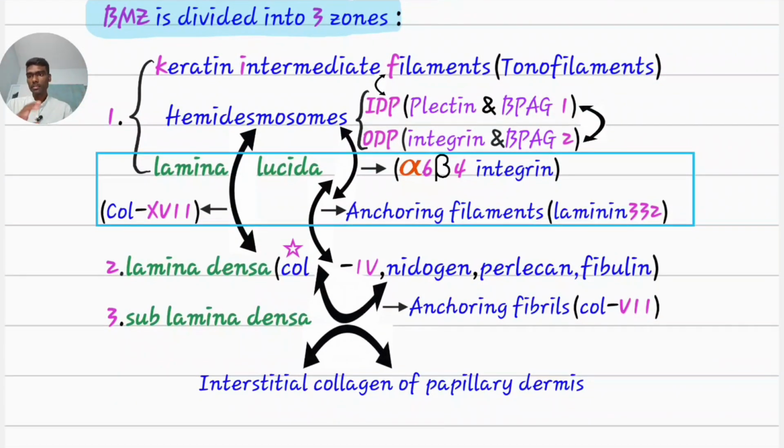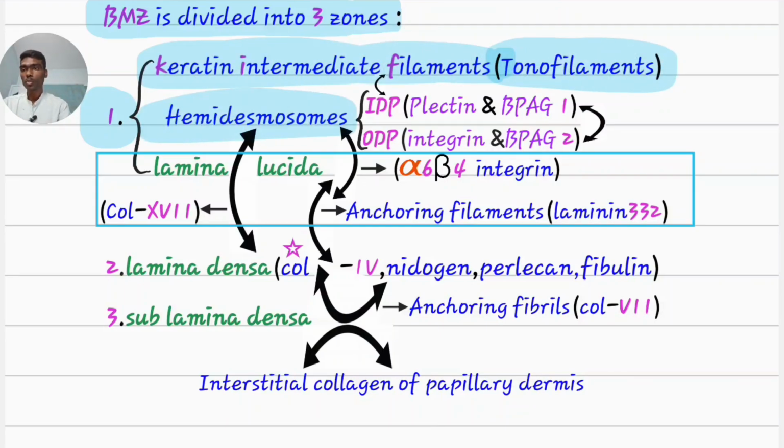What are the three zones? Zone 1: keratin intermediate filaments, which is nothing but tonofilaments, and the hemidesmosome complex within the basal keratinocyte. Actually, these two structures lie within the basal cell, but they also contribute to the functioning of the basement membrane and attachment of epidermis to the lamina lucida. That's why we have included it in zone 1, even though it is not structurally a part of the basement membrane.